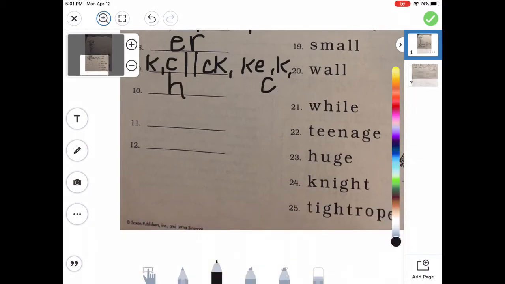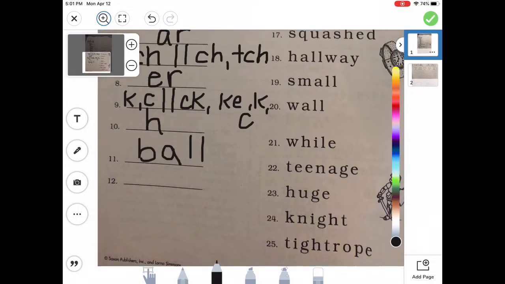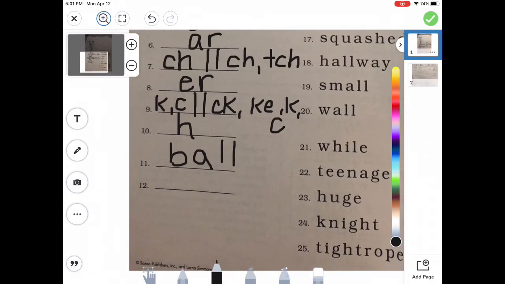H, good job. All right, so on number 11, we are going to try to spell the word ball. Ball. So what do you hear? B, then that ah. So it sounds like an O, but remember it's got the L behind it. So it's going to be an A. Very good. Ball.